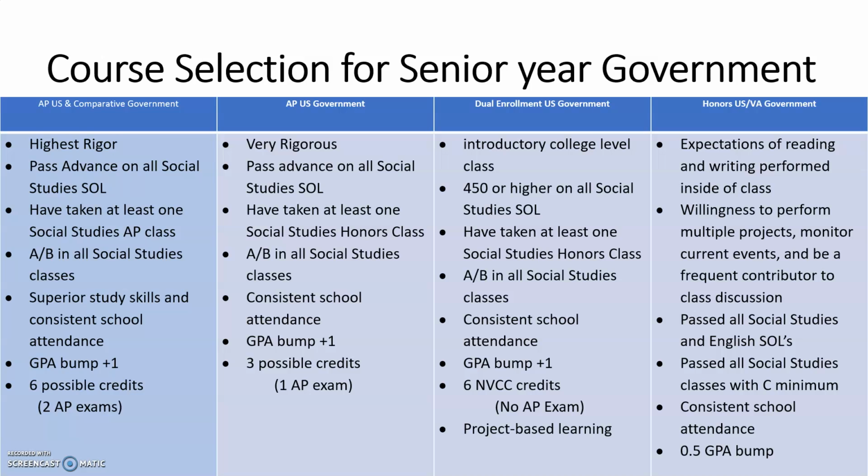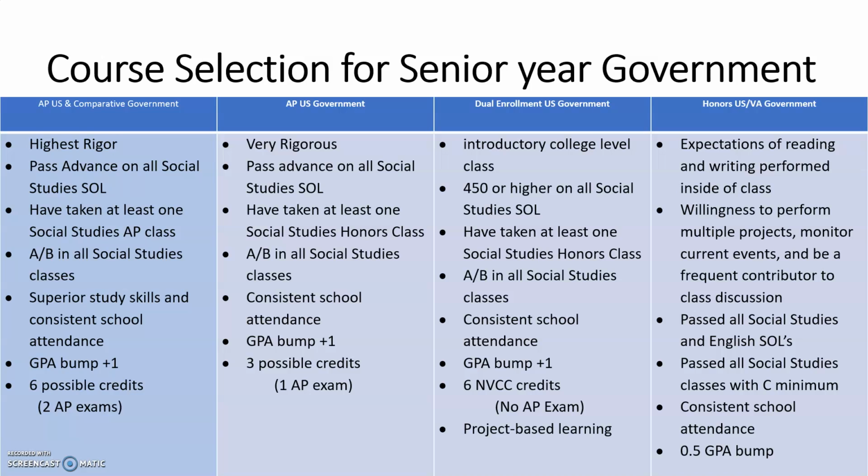This class will award you with a GPA bump of +1, which means if you have a 3.0, it becomes a 4.0. And as this is two AP classes, you have two AP exams, allowing you to take up to 6 possible college credits with you if you pass both tests.